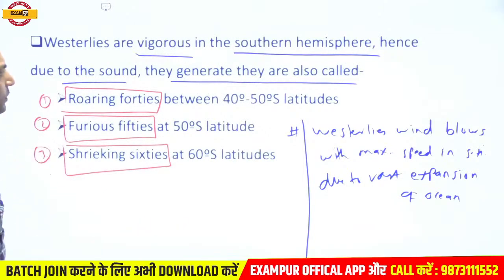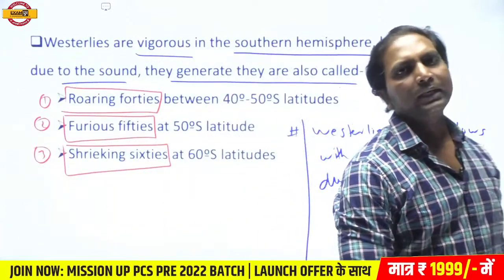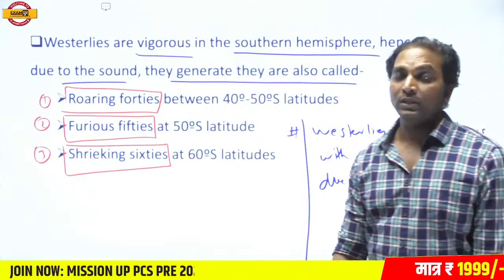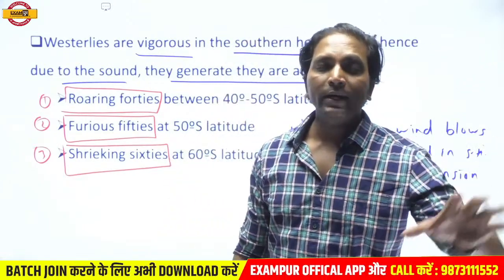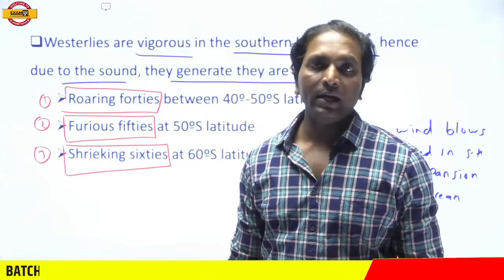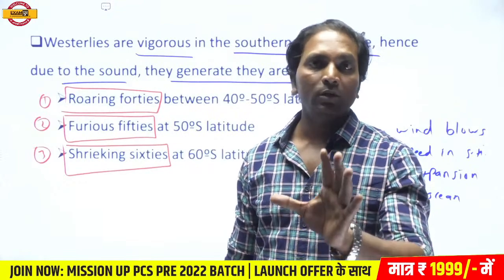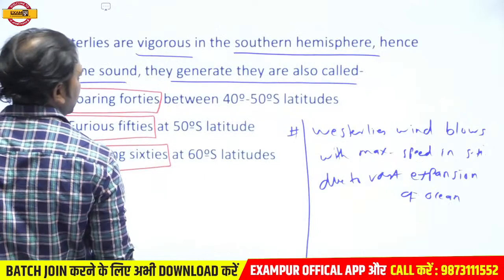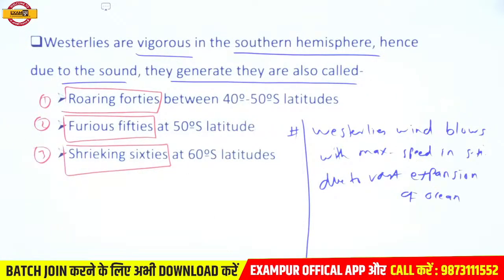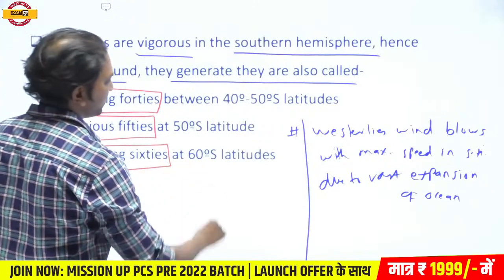These are the three names given to the westerlies winds which blow around the 40 degree, 50 degree and the 60 degree south latitude. Only in the south latitude, because the land variation in the northern hemisphere doesn't provide optimum conditions for the westerlies winds to blow at maximum speed. So here you can see the roaring 40s between 40 to 50 degrees south latitude, furious 50s at around the 50 degree, striking 60s at around the 60 degrees.